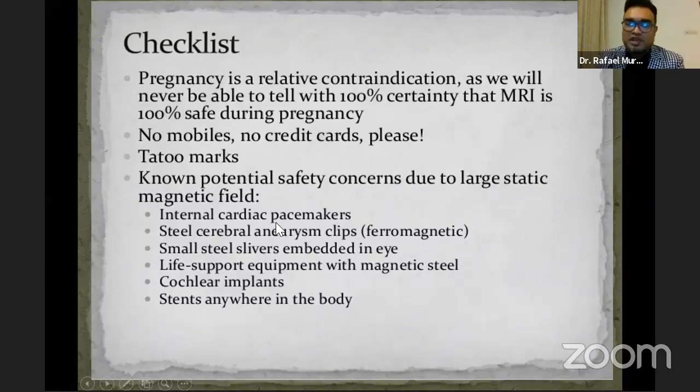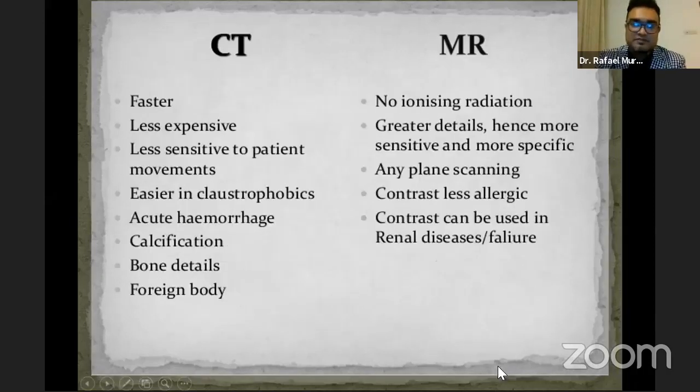So before we prescribe an MRI, we need to check some criteria, like pregnancy is a relative contraindication, as we will never be able to tell with 100% certainty that MRI is 100% safe during pregnancy. So there will be no mobiles, no credit cards, please, because it is a magnetic field, no tattoo marks, and known potential safety concerns due to a large static magnetic field, such as internal cardiac pacemakers, steel cerebral aneurysm clips, small steel slivers embedded in the eye, life support equipment with magnetic steel, cochlear implants, and stents anywhere in the body. So next slide, please.